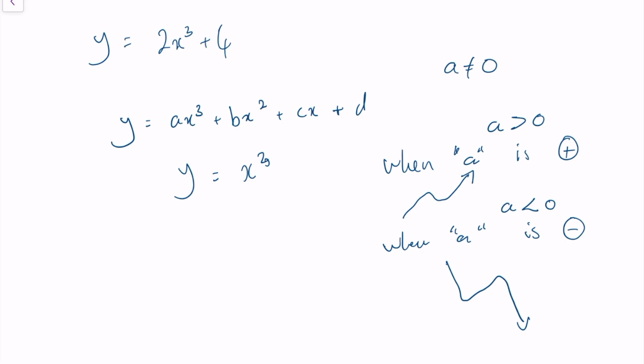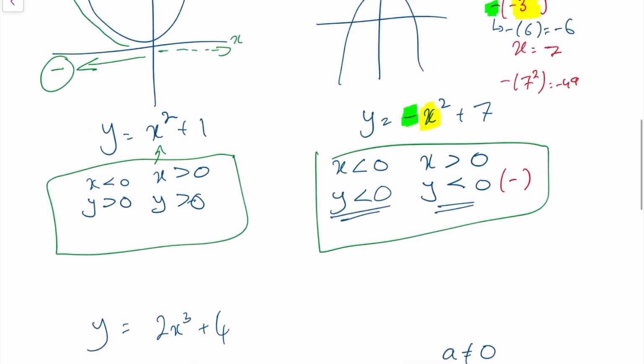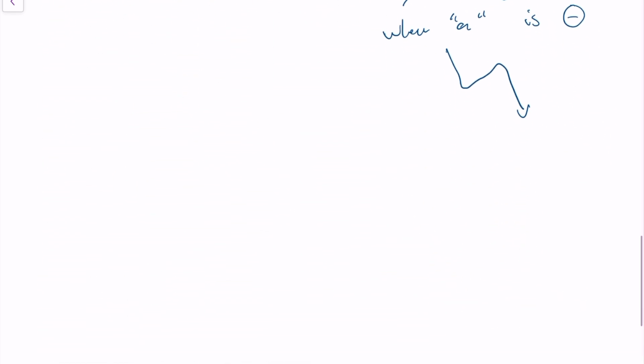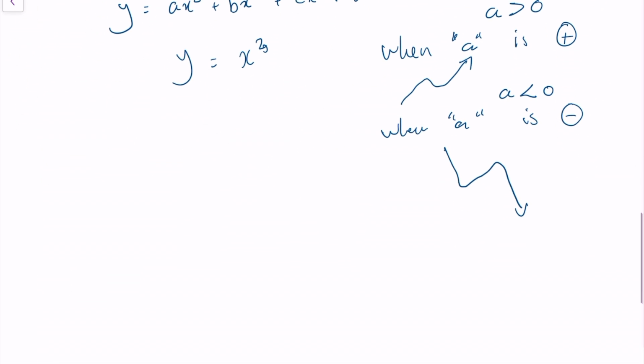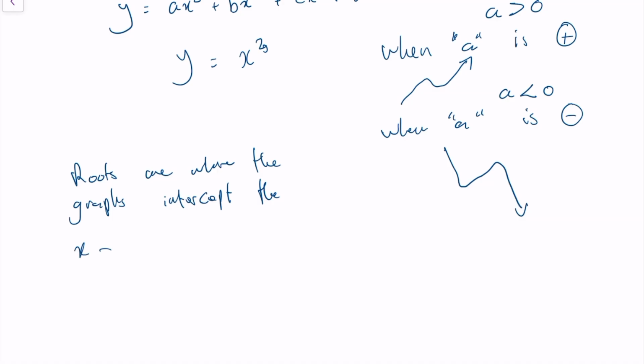Now there are 3 or 2 main parts you need to know for this right now. You need to know that there are things called the roots of a cubic. What are roots? It's also part of quadratics as well. So what are roots? Roots are where the graph intersects the x-axis. So roots are where the graphs or curves intercept the x-axis. Okay, this is a very important point.